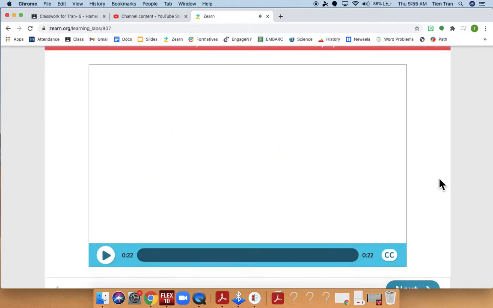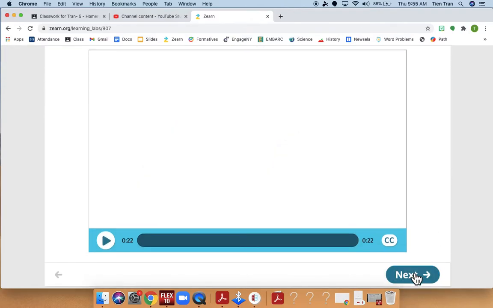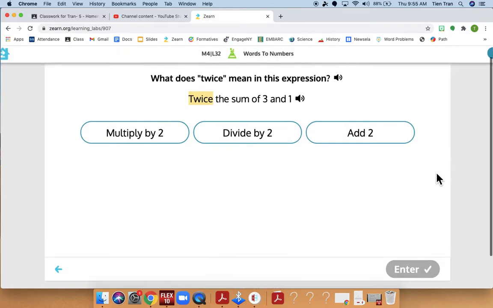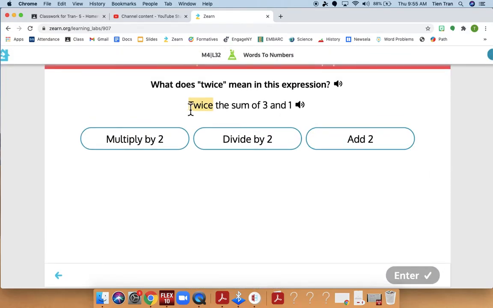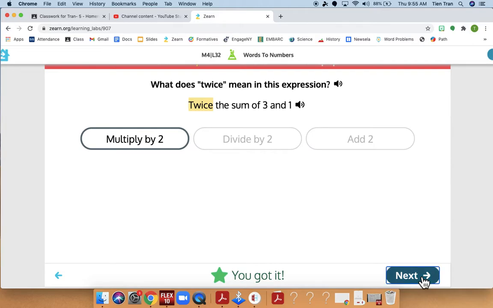Very cool. So we're showing twice a number. That means we're showing double or 2 times. So the word twice means to multiply by 2. So I'm going to click on multiply by 2.